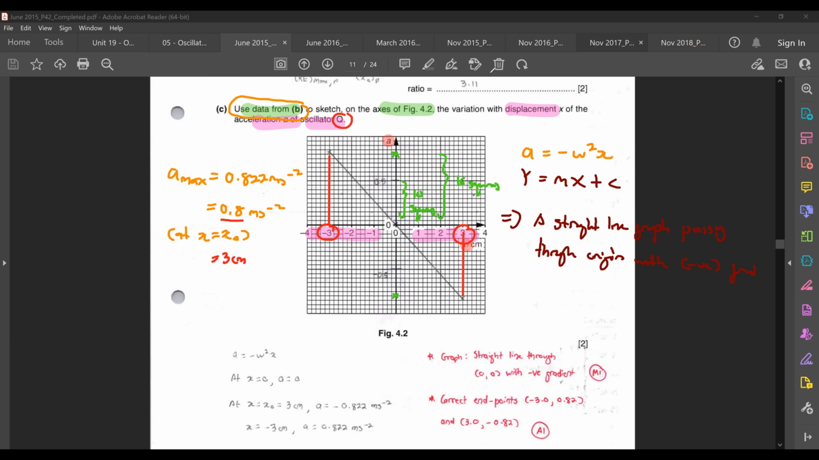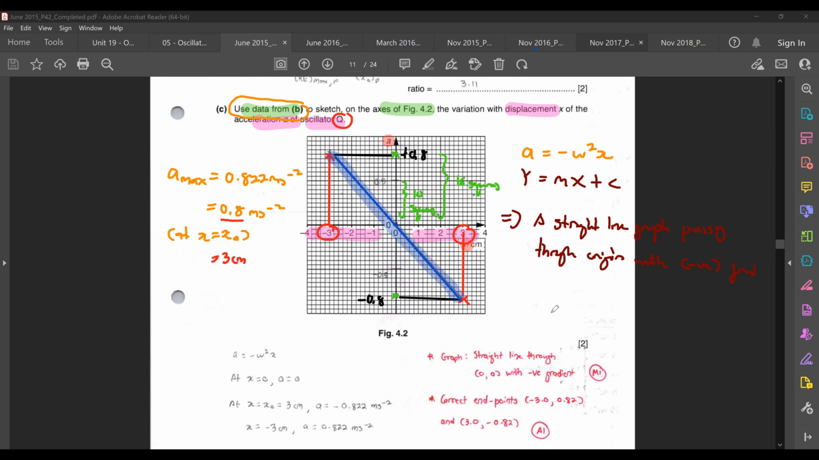Okay, so this one would be where you have positive 0.8 and negative 0.8 acceleration. So have that point plotted out here and here. Then you just join those 2 points together. Make sure it passes through your origin. This is the graph shape that we expect to see.